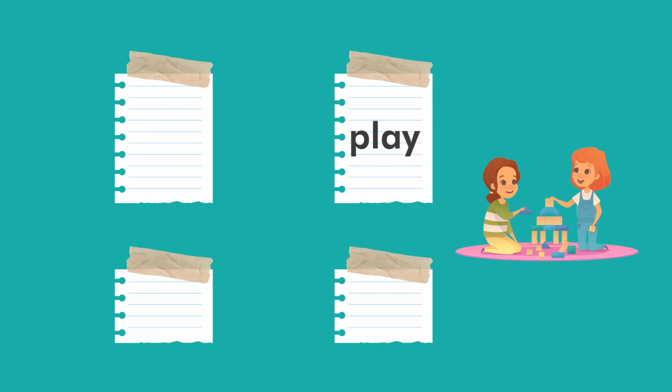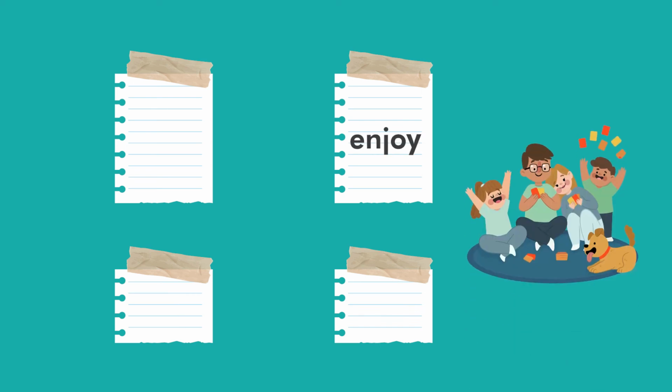For the verb play, you would say I play, you play, they play, we play, he plays, she plays. For the verb enjoy, you would say I enjoy, you enjoy, they enjoy, we enjoy, he enjoys, she enjoys.